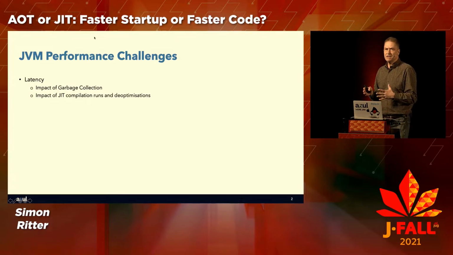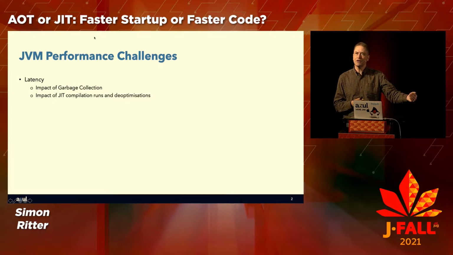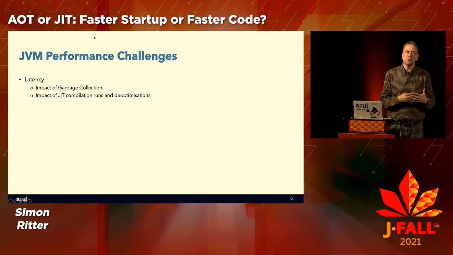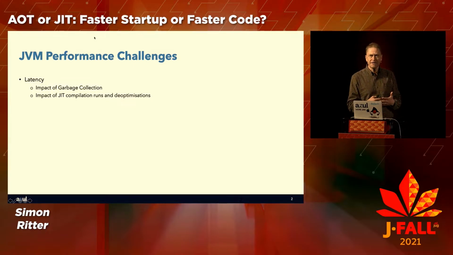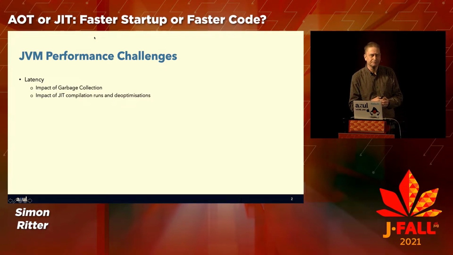So the first of those is latency. How quickly can we respond to a request from a client? And there are a couple of reasons why you get latency in the JVM, but the biggest one of these is down to garbage collection. Automated memory management, the JVM decides where to allocate space in the heap for your objects, and you as a developer don't need to worry about figuring out how to reclaim that space. It makes your life easier.